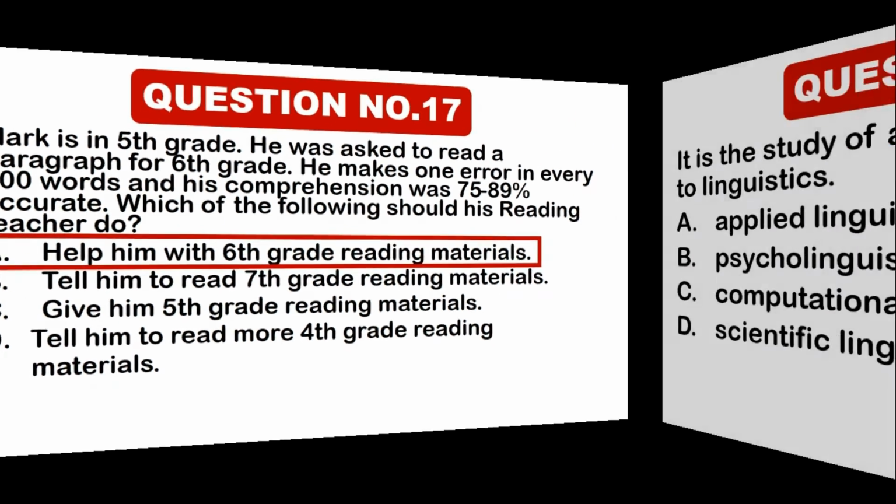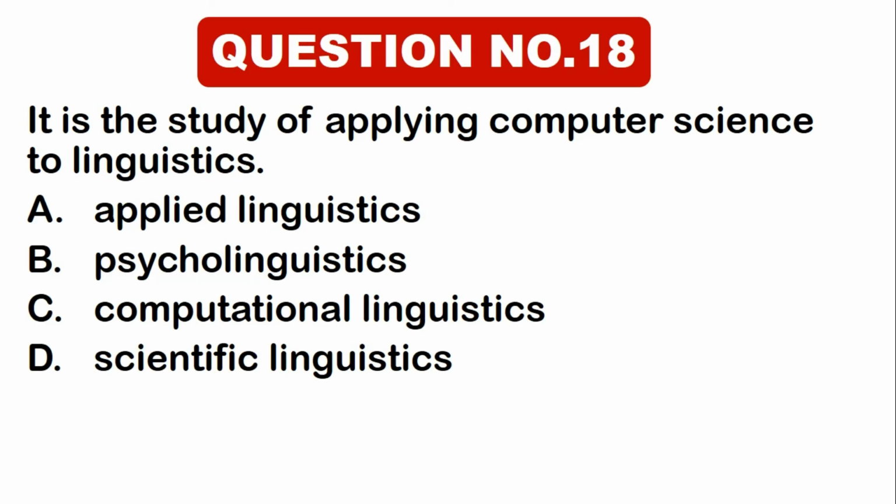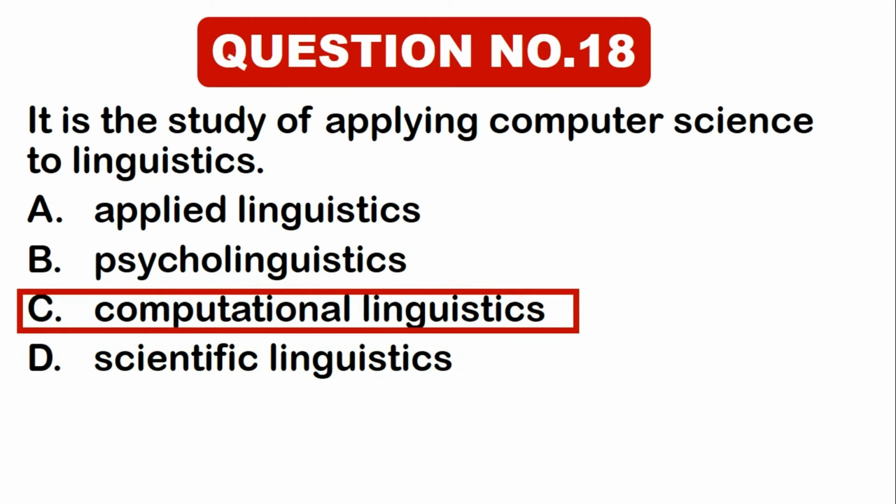Now, number 18. It is the study of applying computer science to linguistics. A. Applied linguistics. B. Psycholinguistics. C. Computational linguistics. D. Scientific linguistics. Again, it is the study of applying computer science to linguistics. A. Applied linguistics. B. Psycholinguistics. C. Computational linguistics. D. Scientific linguistics. The correct answer is C.